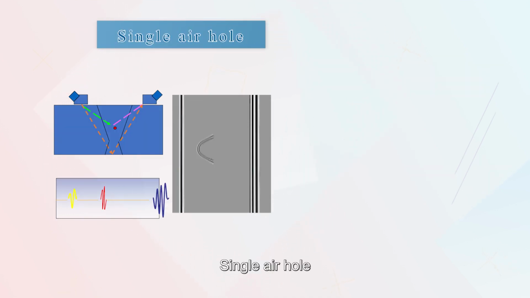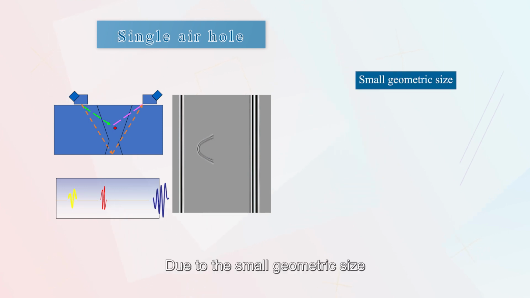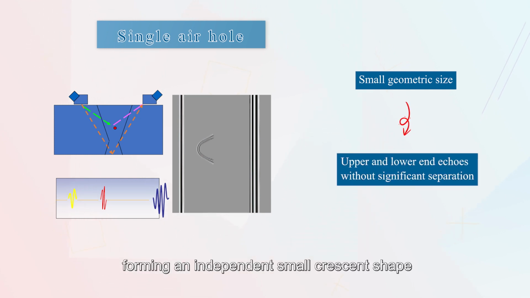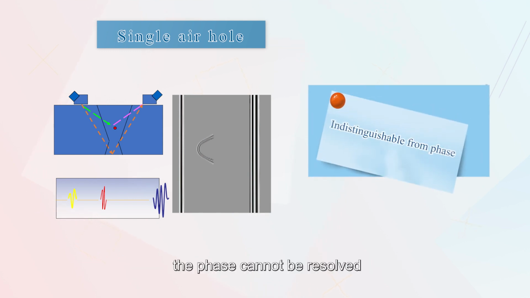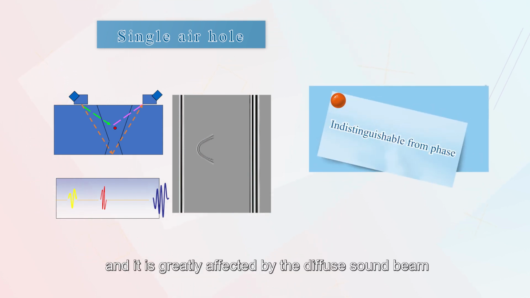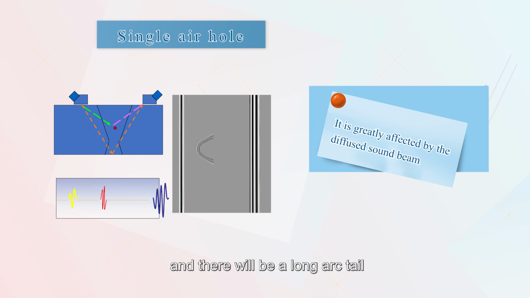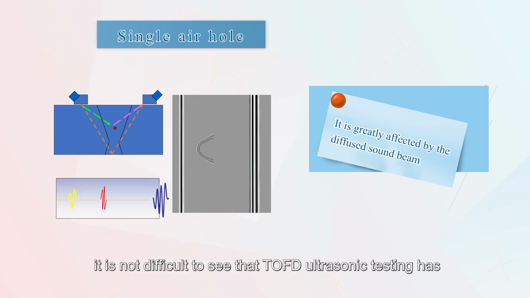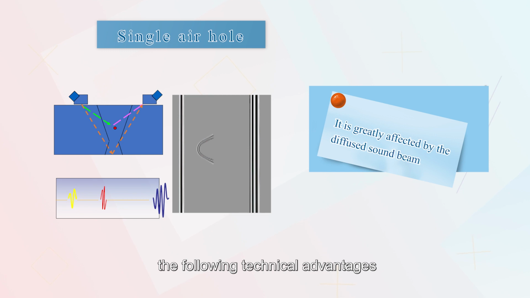5. Single air hole. Due to the small geometric size, there is no obvious separation of the upper and lower endpoint echoes, forming an independent small crescent shape. The phase cannot be resolved, and it is greatly affected by the diffuse sound beam, and there will be a long arc tail. According to the description just now, it is not difficult to say that TOFD ultrasonic testing has the following technical advantages.